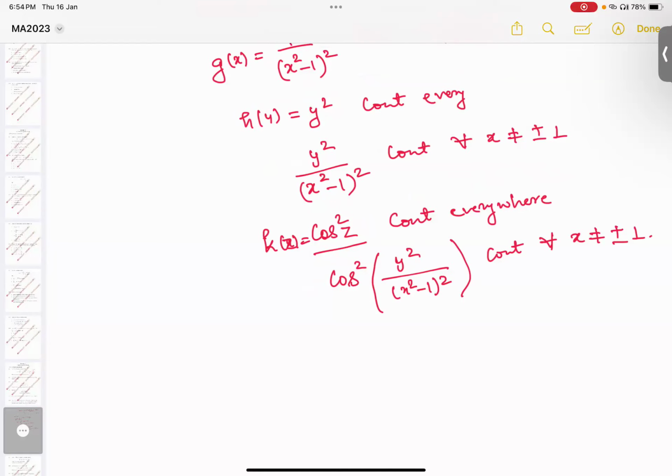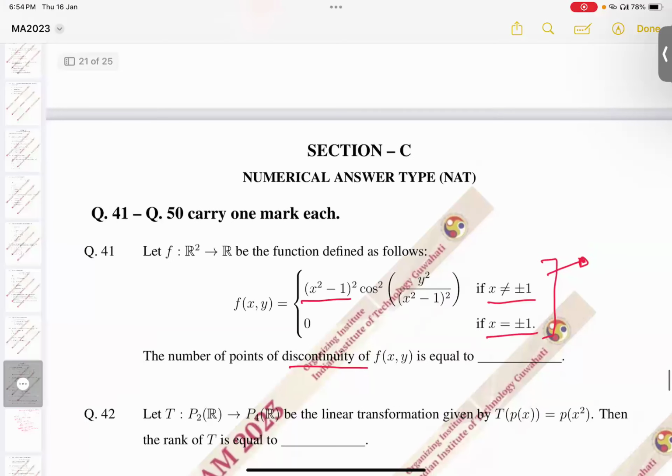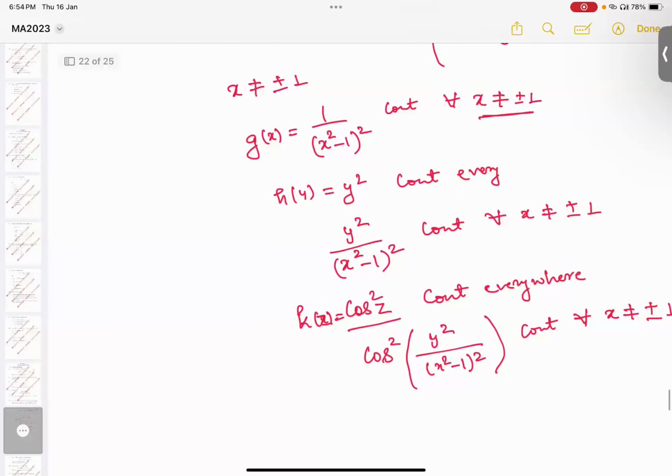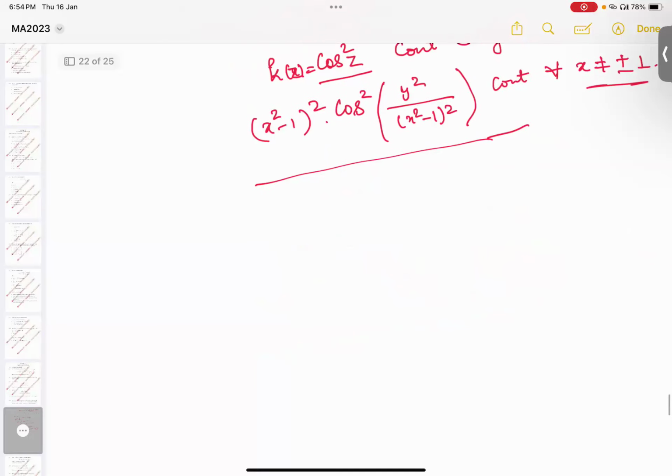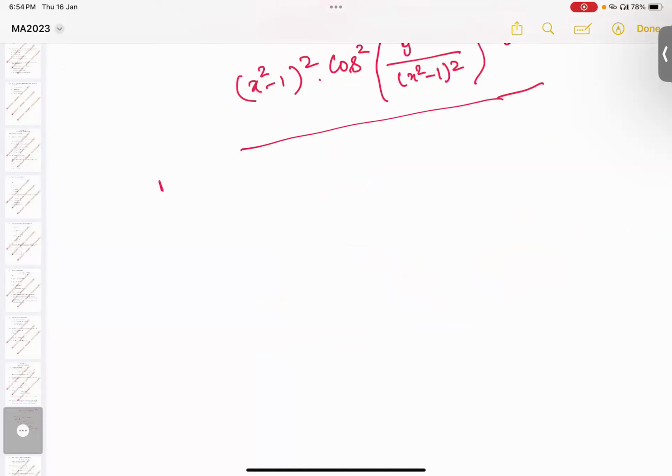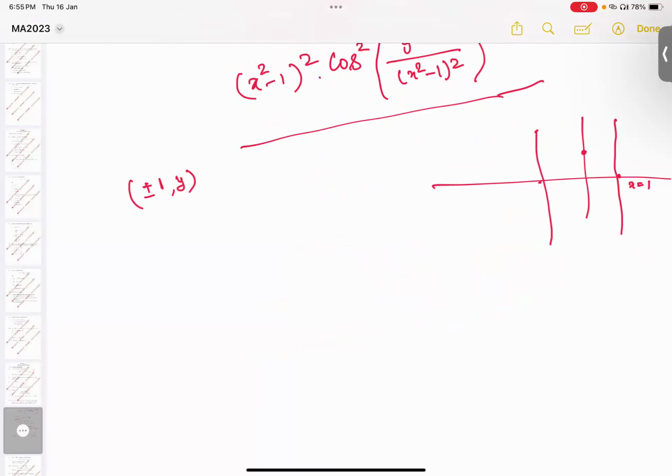Now remaining is this part, (x square minus 1) to the square. This is a polynomial. This is continuous everywhere. So in total, you can multiply (x square minus 1) to the square into this part. Also here, this is continuous for all x not equal to plus or minus 1. The only points we need to check are plus or minus 1 and y. So the only points remaining are on this line and this line. Here x equals 1, here x equals minus 1. So these points are actually remaining.